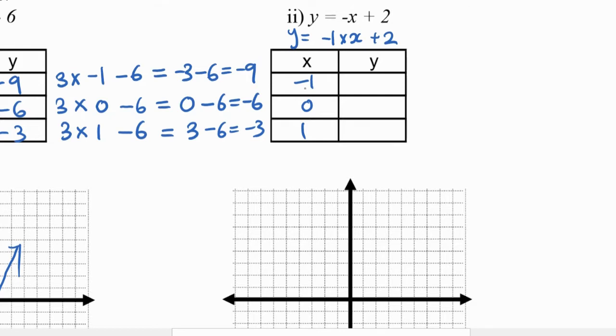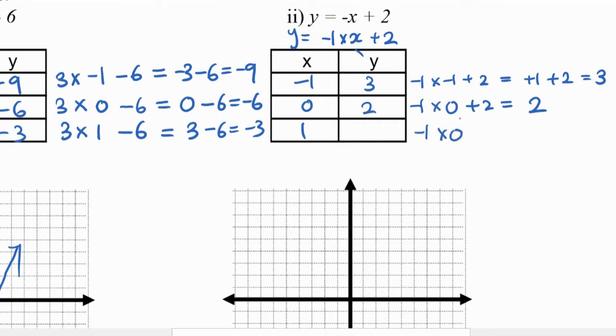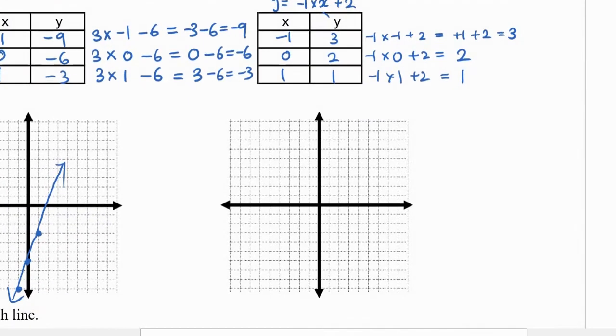If x is -1, you plug -1 into x, then -1 times -1 plus 2. That is +1 plus 2, and that will be 3. Then -1 times 0 plus 2, that is +2. -1 times 1 plus 2 will be -1 plus 2, that will be 1. Okay, let's plot it. -1, positive 3; 0, comma 2; 1, comma 1.